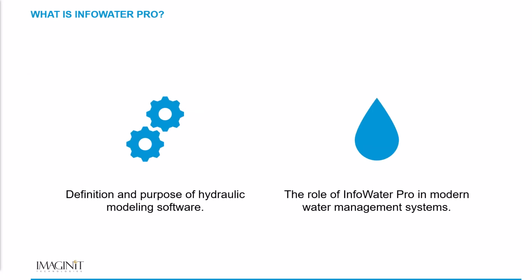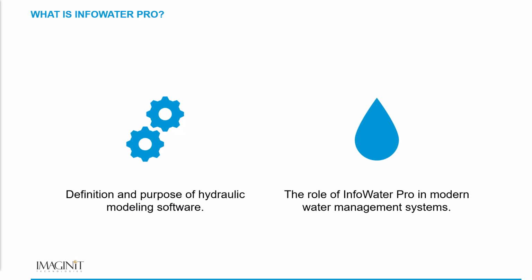InfoWater Pro is a cutting-edge hydraulic modeling software specifically designed for water distribution systems. It stands out due to its comprehensive integration with GIS technology, enabling water professionals to build accurate and dynamic models of their water networks. This software facilitates detailed analysis and optimization of water distribution, helping to ensure that systems are efficient, reliable, and capable of meeting both current and future demands.